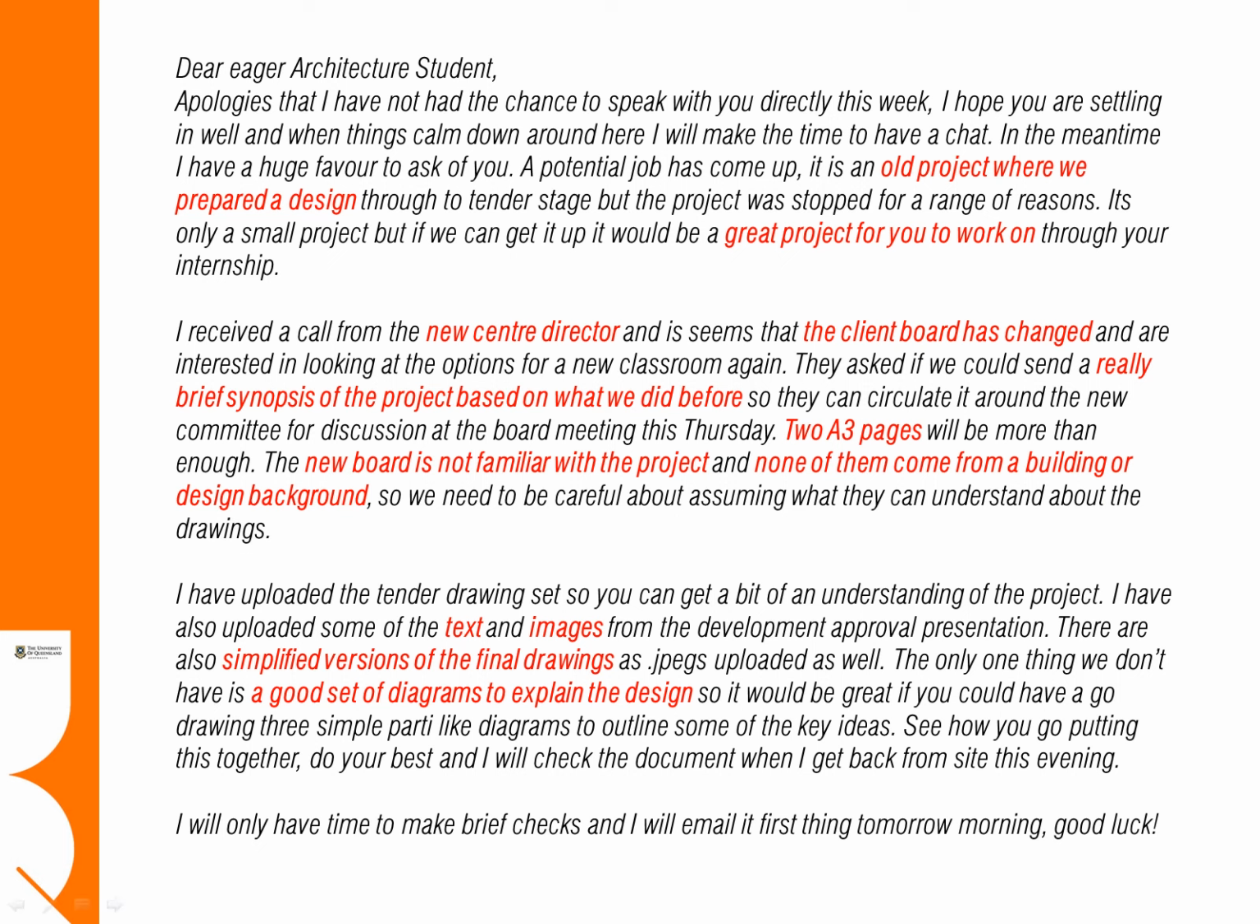We can see the report has to be short and concise, condensed onto 2 pages only. We also cannot rely on the board to understand orthographic drawings, so perhaps diagrams and 3-dimensional views would work better in this instance.